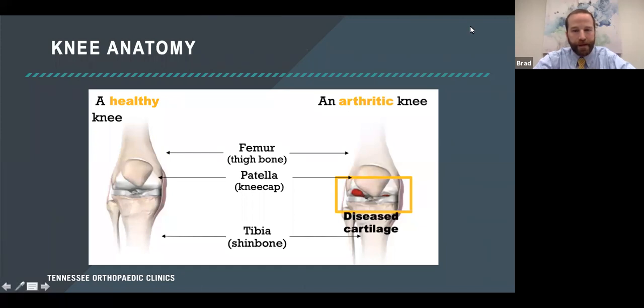So looking at knee anatomy, there's really 3 main bones that make up the knee. You have your femur or your thigh bone, the tibia or the shin bone, and then the kneecap. On the ends of each of these bones, you have the smooth gliding type surface, which is shown in white, which is the cartilage. This is what really allows for good range of motion in the knee. And what arthritis affects is really the cartilage. So as the cartilage starts to deteriorate, that's when these surfaces become irregular, causing more pain and inflammation.